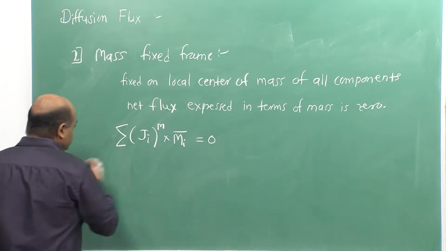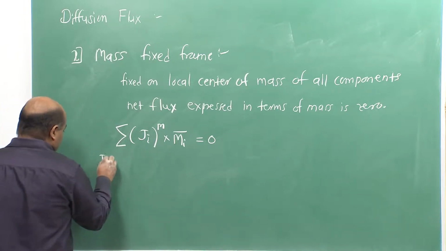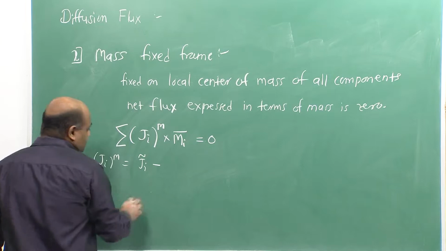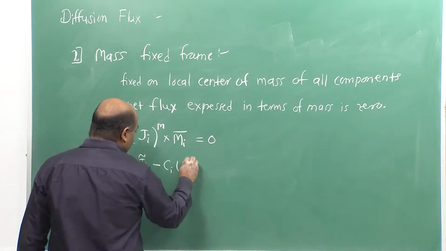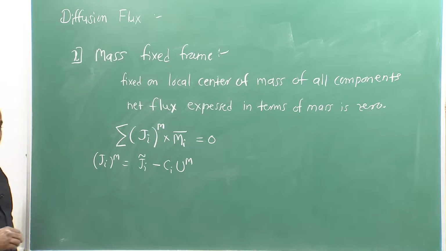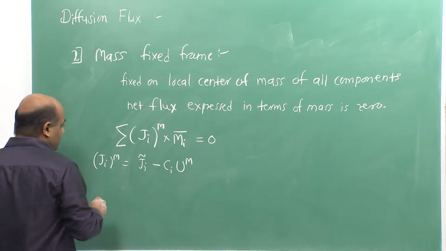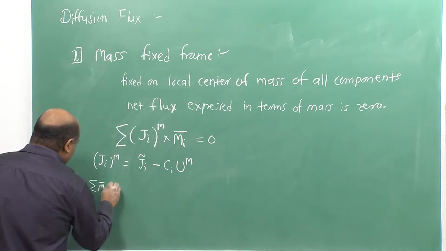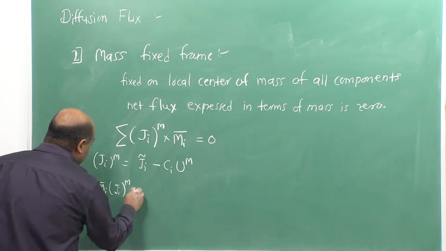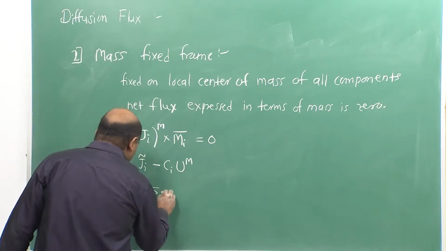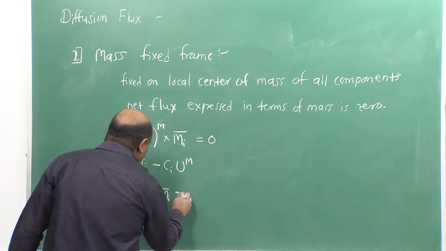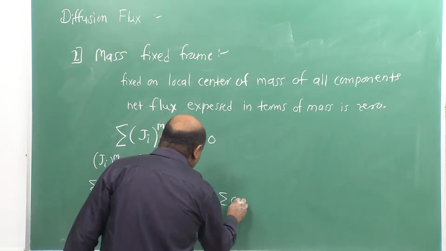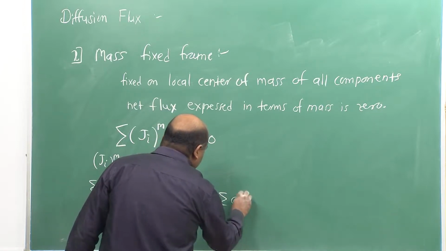So, if we apply this, we express J I m in terms of J I tilde, it should be J I tilde minus C I U m, where U m is the velocity of our mass fixed frame. If we multiply by molar mass and take the summation, sigma m I bar J I m should be equal to sigma m I bar J I tilde minus U m times sigma C I m I bar.